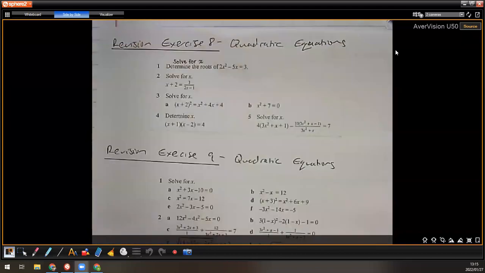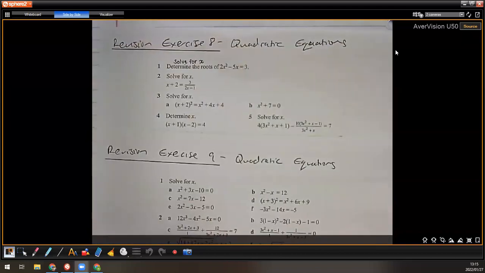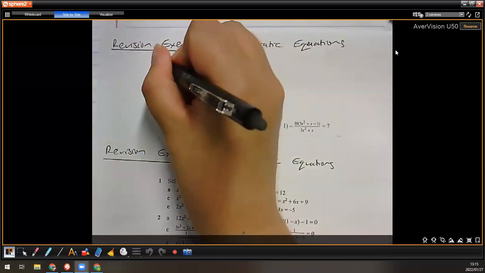That's what they actually mean when they say determine the roots. Are they saying determine the nature of the roots? No. That's the roots. And they want you to actually get the answers. They don't want you to do that whole delta thing. All right. I want you to do number 1, please.